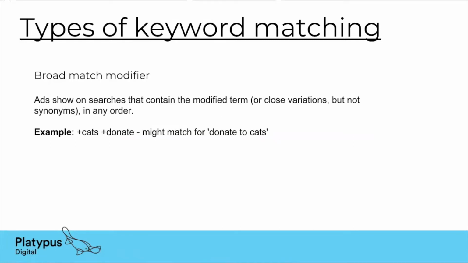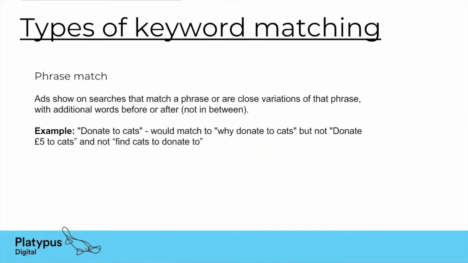There's what's known as broad match modifier. That means that it could contain the modified term or close variations, but not synonyms in any order. So if you use broad match modifier, which is the plus symbol here, plus cats and plus donate, you might then match for donate to cats. So it's not exactly the same, but it's much closer than broad match would result in.